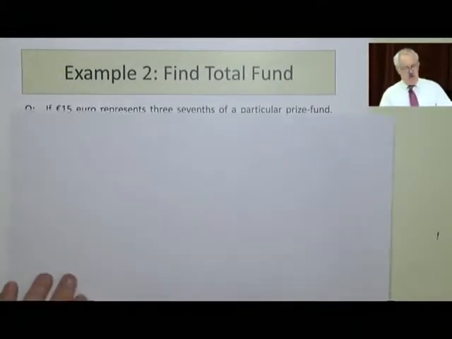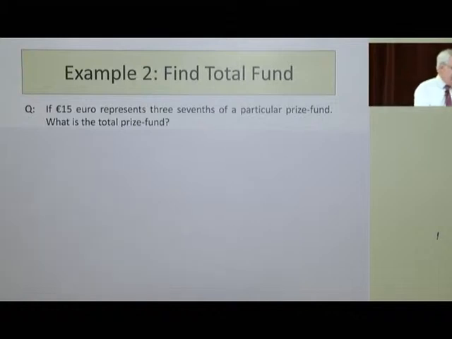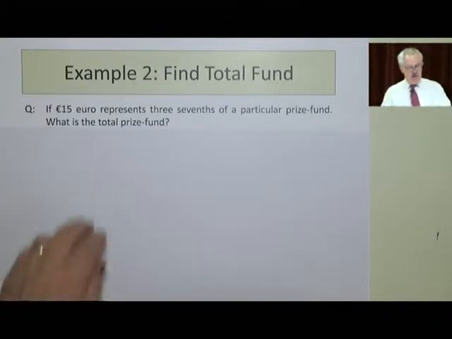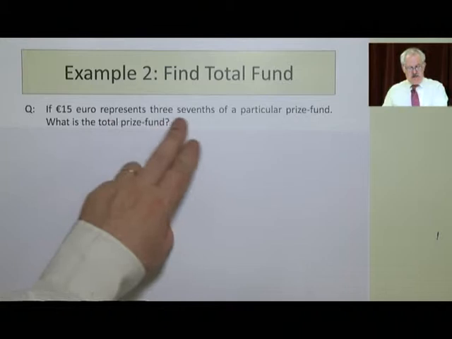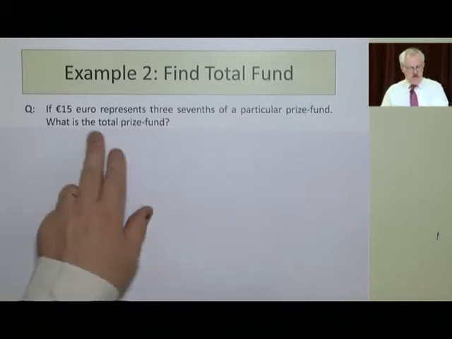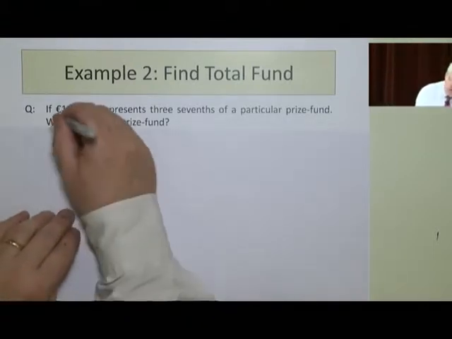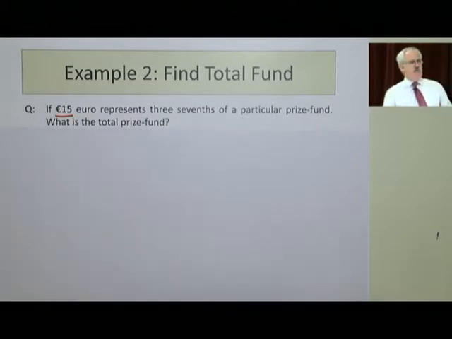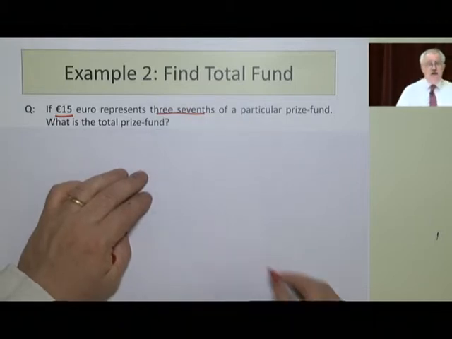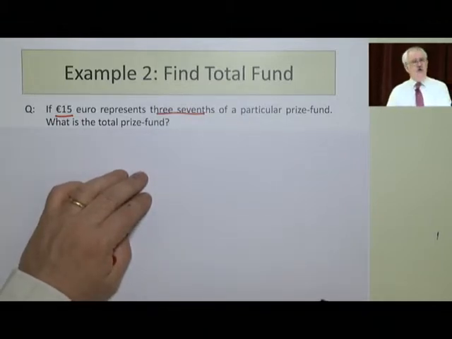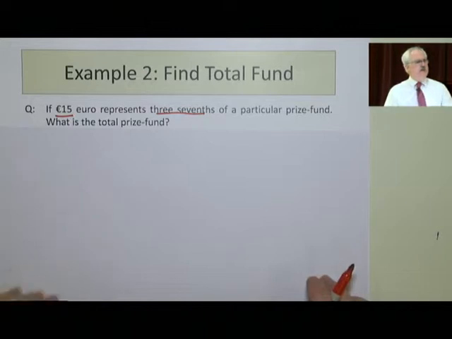Let's take another example now and just see if we can underline the key words in the sentence. €15 represents 3/7 of a particular prize fund. What is the total prize fund? So you start underlining something and you're saying €15 represents something. That's given. But it's 3/7 of something. What's the total? How many sevenths are there? 7 sevenths. Is that okay?